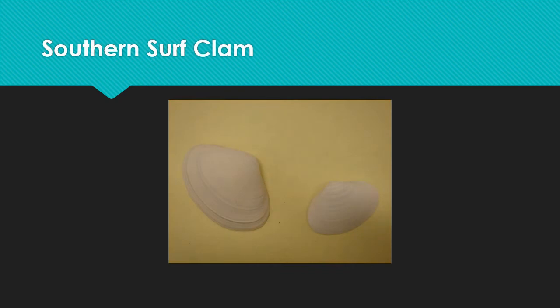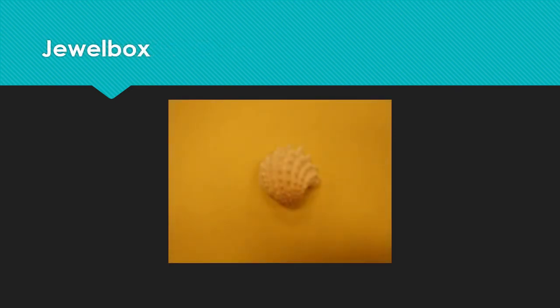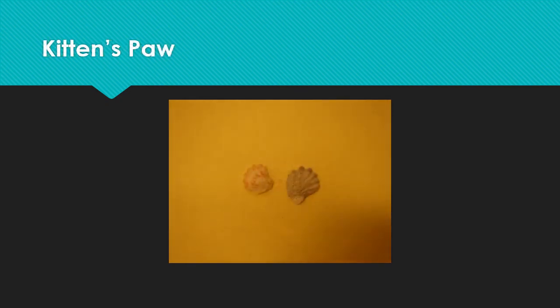The southern surf clam is commonly washed up ashore as well. And the spiny jewel box, not to be confused with the smaller kitten's paw.